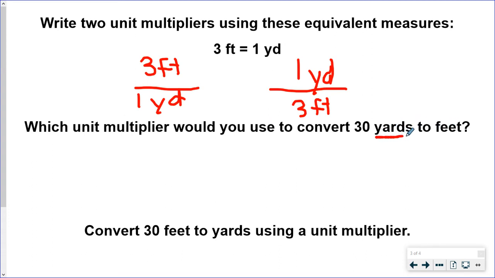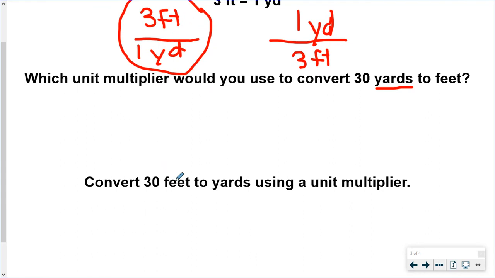Since I'm getting rid of the yards, I'm going to want to choose the one that has the yards on the bottom. And this one right here has the yards on the bottom. So I'm actually going to choose this unit multiplier here. Or another way to look at it is if I'm trying to convert to feet, the one you're trying to convert to needs to be on top. All right, now it says let's convert it.